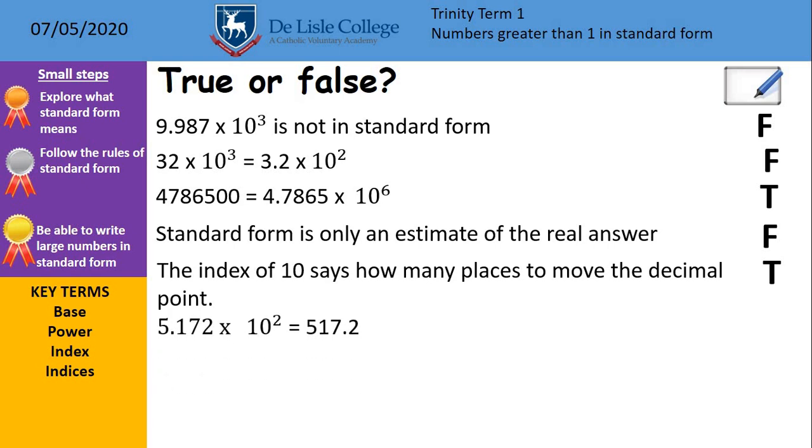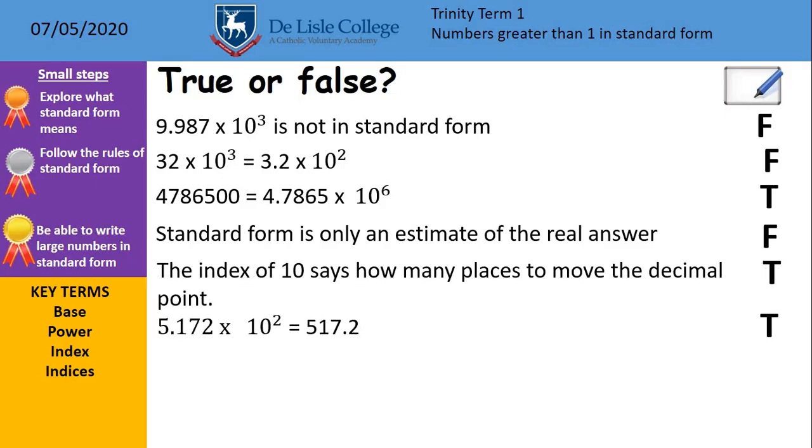Okay. And the last one, 5.172 times 10 squared is 517.2. Is that correct? Yes, it is. We're moving the decimal point with 10 squared 2 places to the right. Shift that along from 5.172, we get 517.2.